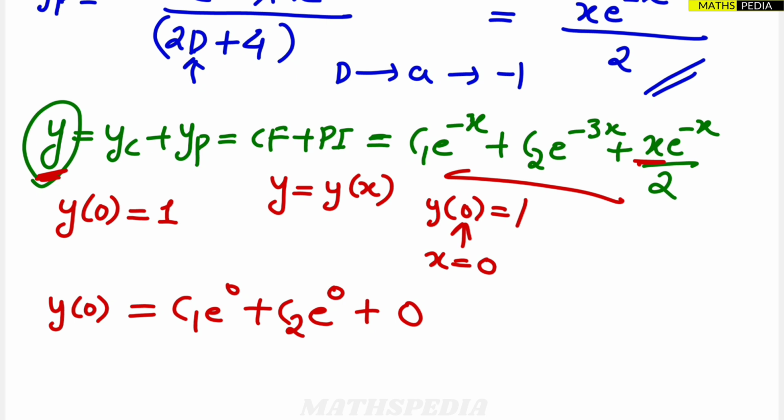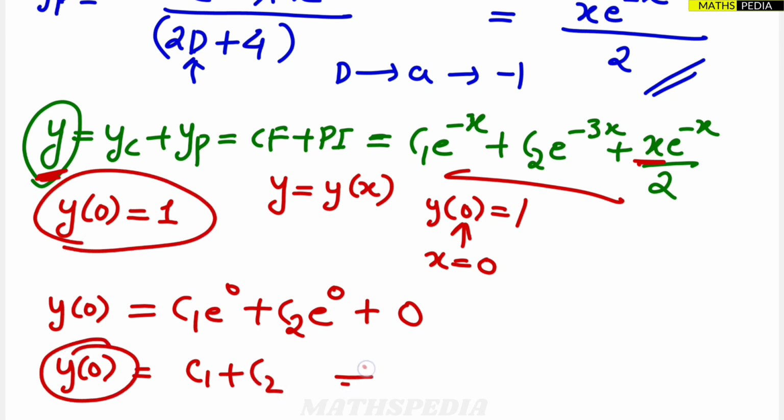So 0 into anything is 0. So what you are getting at last? y of 0 is equal to c1 plus c2. But what we know, y of 0 is nothing but 1. So this equation implies c1 plus c2 is equal to 1.